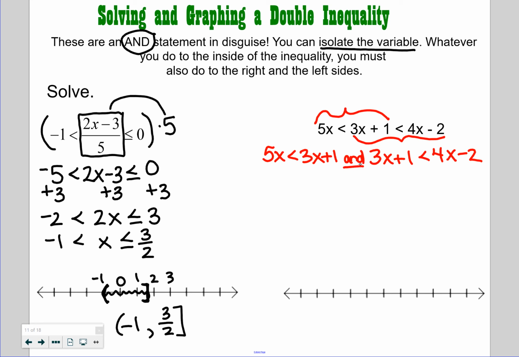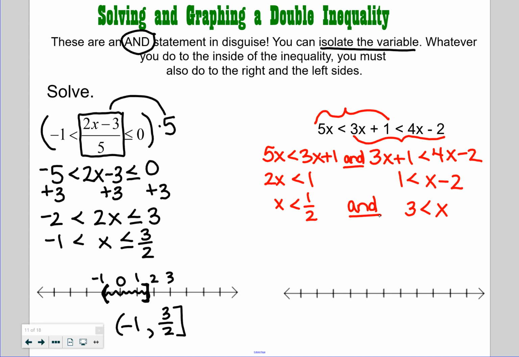So now let's solve each piece individually. I'm going to subtract 3x. That would give me a 2x less than 1. And divide by 2, I get x less than a half. On the right, I'm going to subtract 3x on both sides. 4x minus 3x gives me 1x. And then add 2. I'm going to get x is greater than 3. Bring down my and statement.